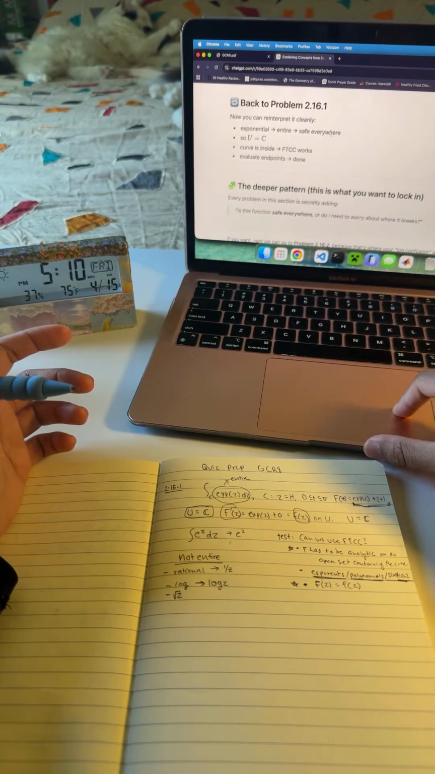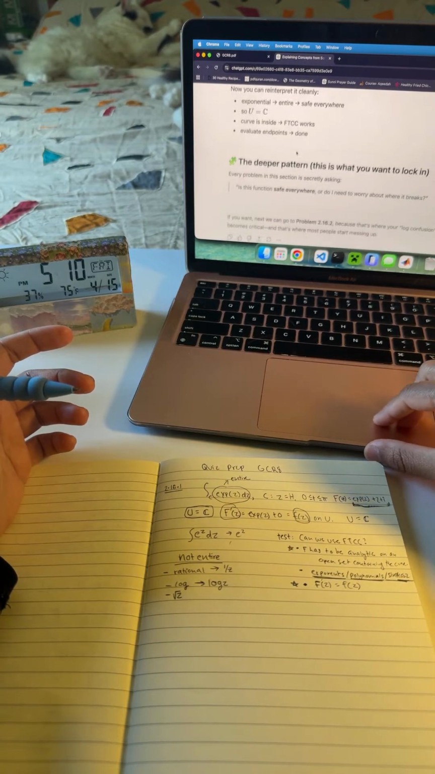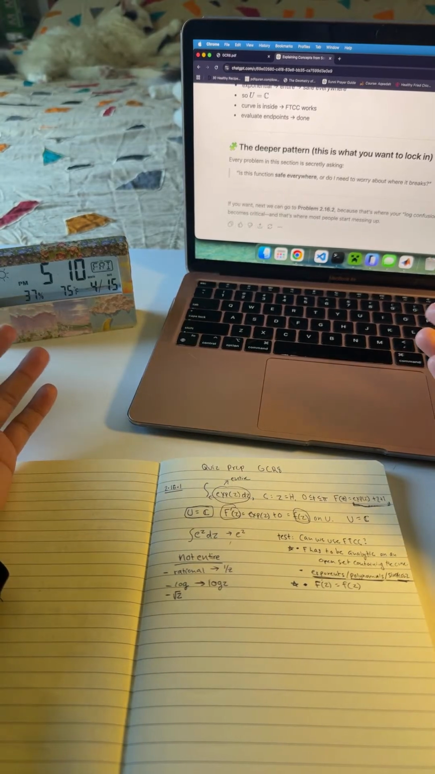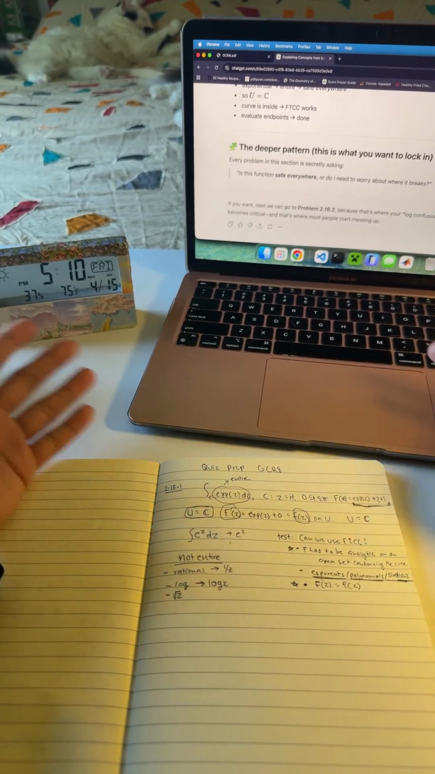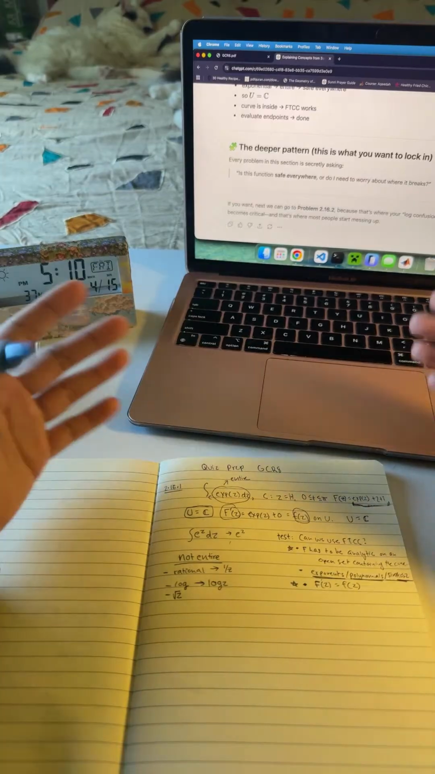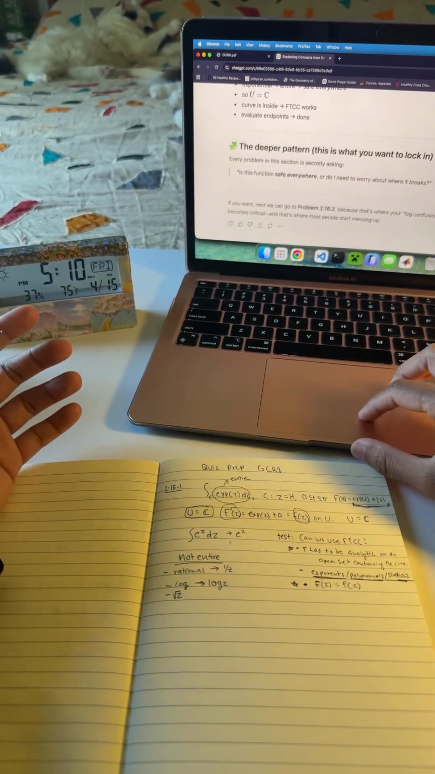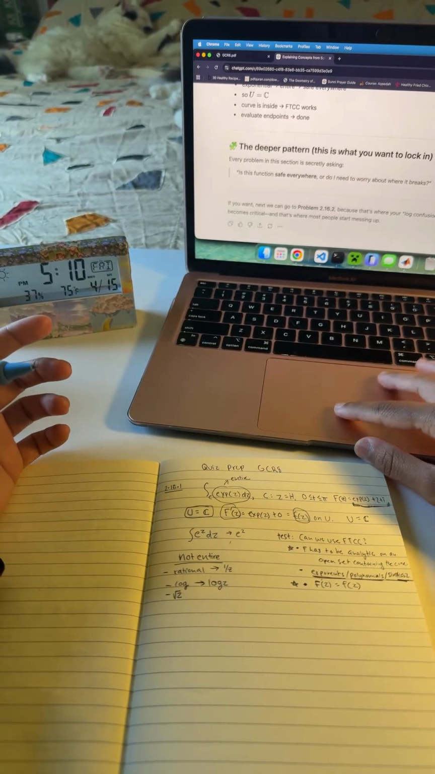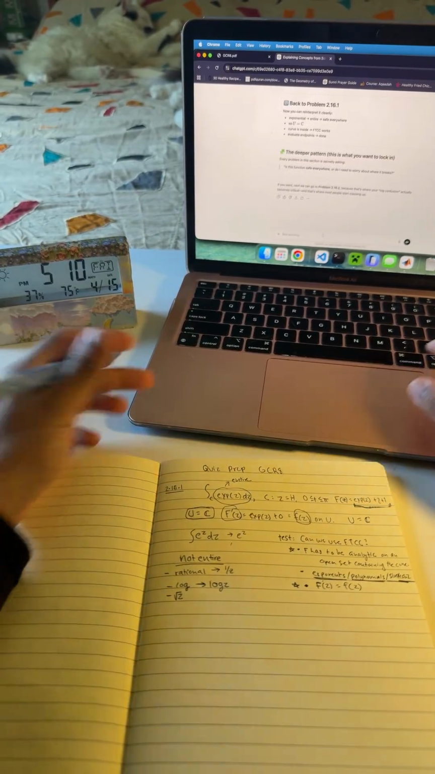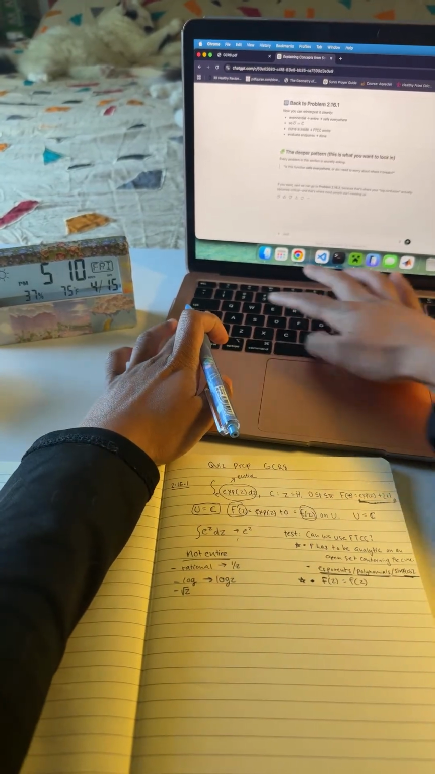So back to the problem. Exponential. Entire. Safe everywhere. So use the complex plane. The curve is inside. But how do you know the curve is inside? I know that analytic everywhere means that the curve is inside. But what's the curve that we're talking about? It's fine. We don't have to ask more questions than we need to. All right, next question.